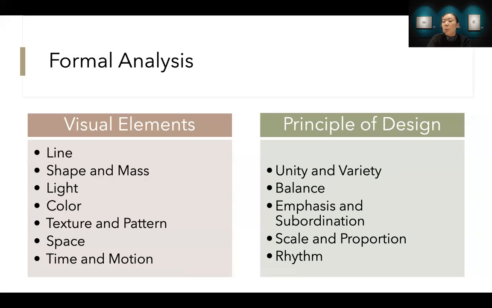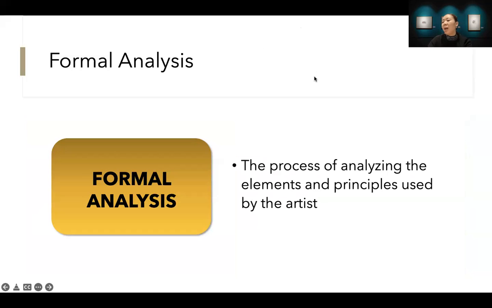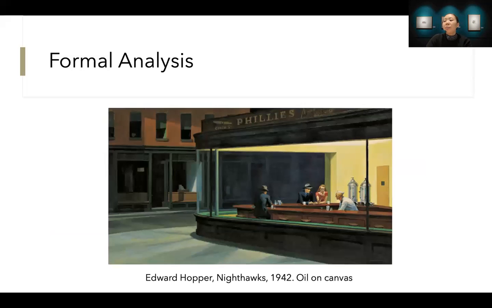A work of art is therefore a product of the dynamic interrelationships between the various art elements and principles. Let's see the definition of formal analysis. The process of analyzing the elements and the principles used by the artist is called formal analysis. To analyze a work of art fully, formally, one describes in specific detail how each element and principle is utilized within it. So let me proceed with the formal analysis with this work of art, Edward Hopper's painting, Nighthawks.